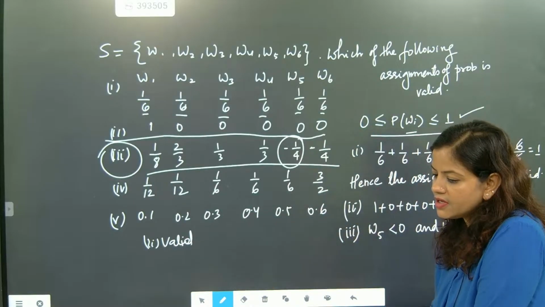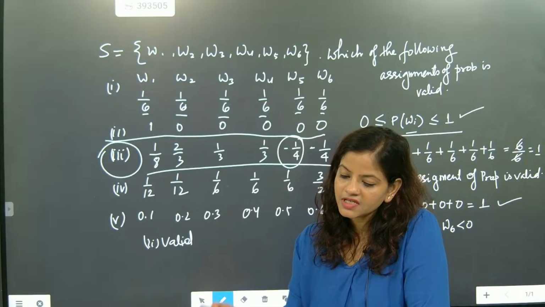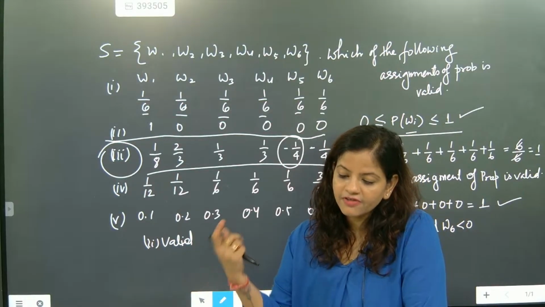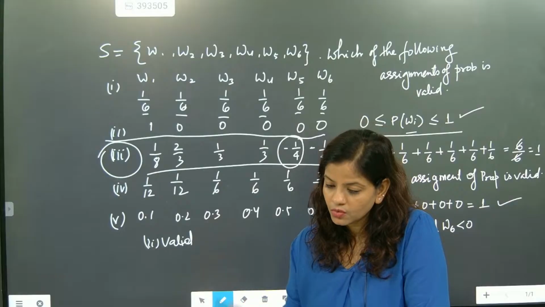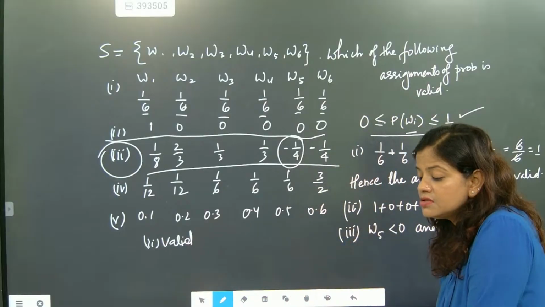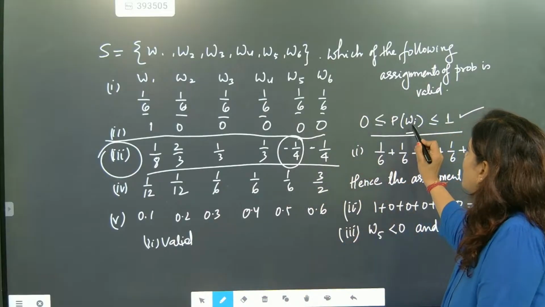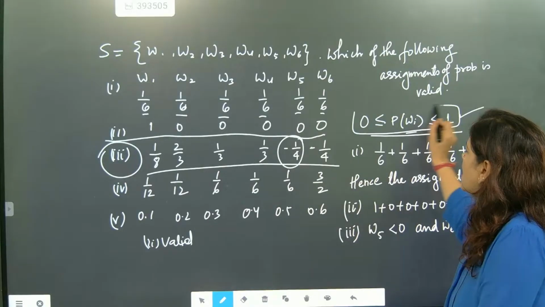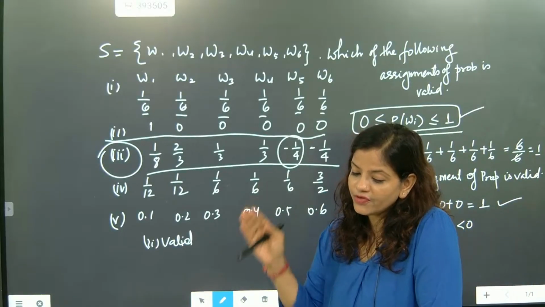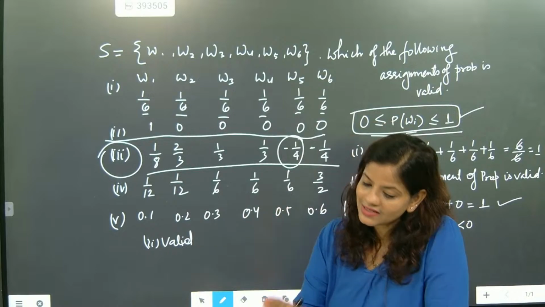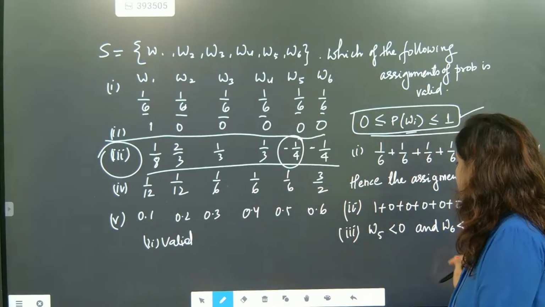Okay, in simple terms, W5 and W6 are coming as negative, beta. Whenever they come as negative, it is violating the rule of probability. And what is the rule of probability? The probability value should always start from 0 or greater than 0, and it should finish at 1 or less than 1. Understood? So this is the basic rule.